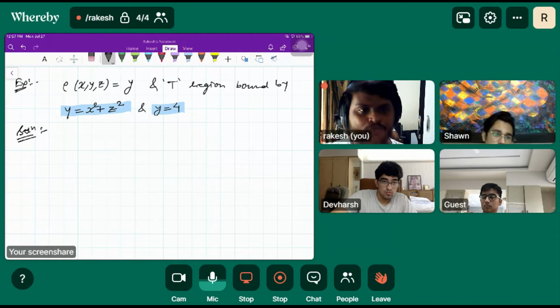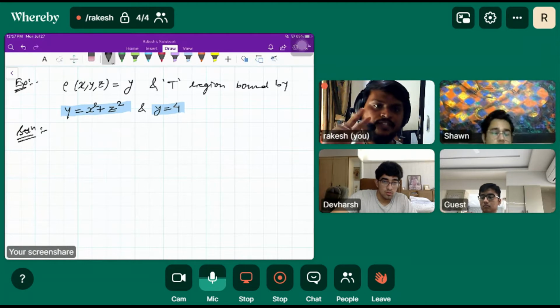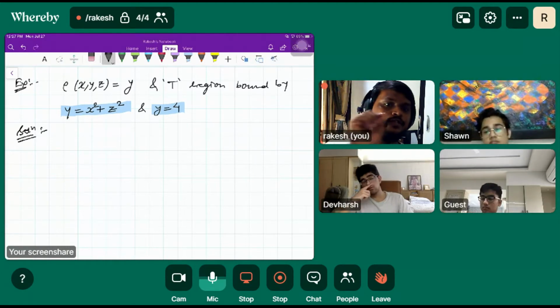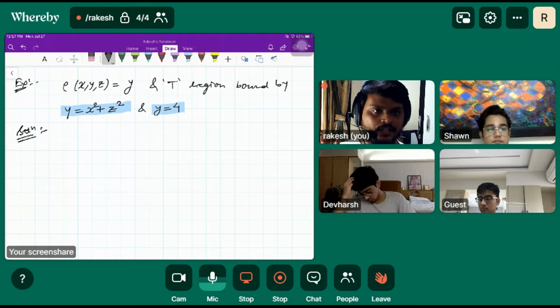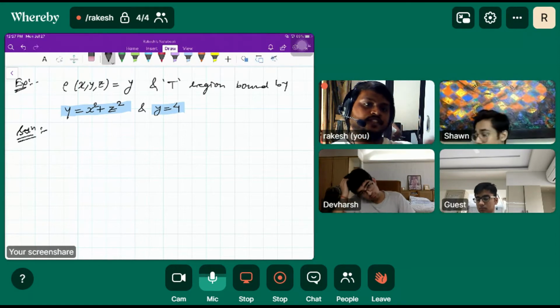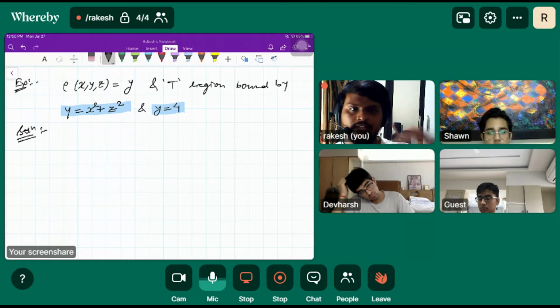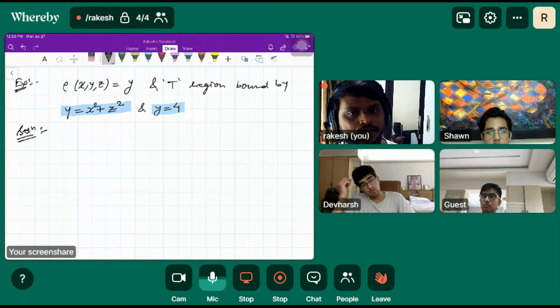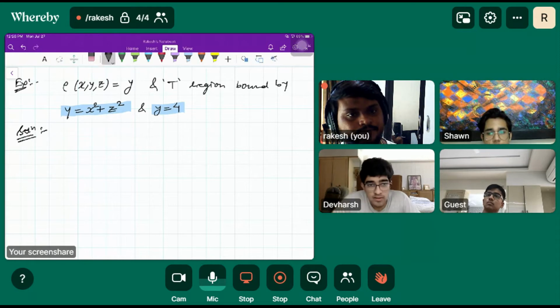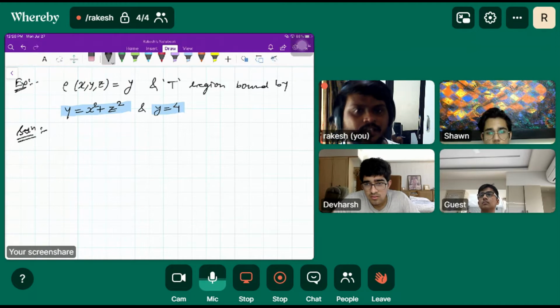We are given two functions which are defined in terms of y is equal to something. If you look at the first equation, y is equal to x square plus z square, do you have any idea what that is? Like a circle? It's not a circle, it's basically a surface.